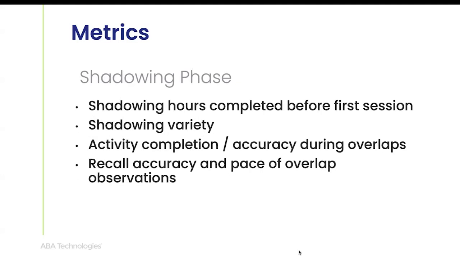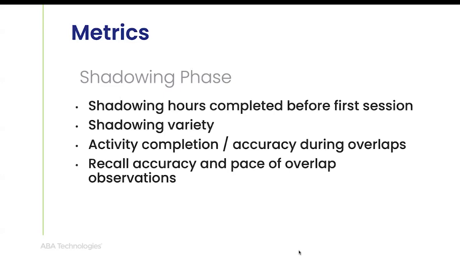And that's just a simple metric. How many shadowing hours did the technician complete before they had their first hands-on session that was supervised? The second one is shadowing variety. So this can be a composite number of different types of shadowing experiences. And to create the shadowing variety metric, the thing that you have to do is establish as an organization what we're going to count as changes in variety.